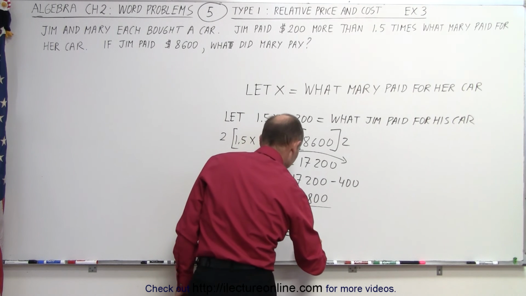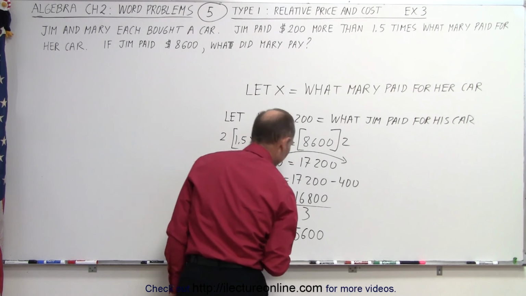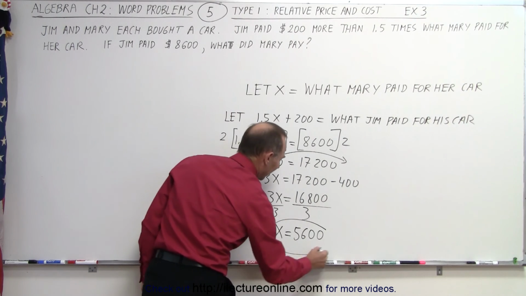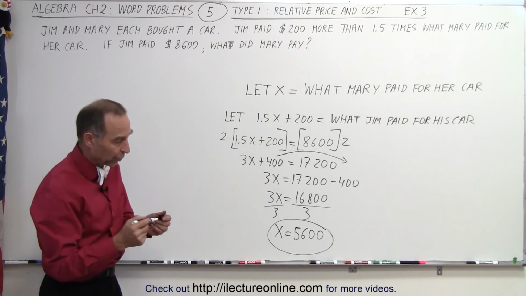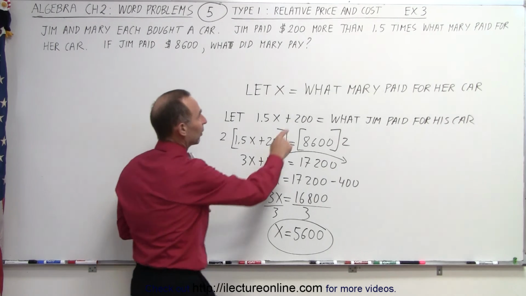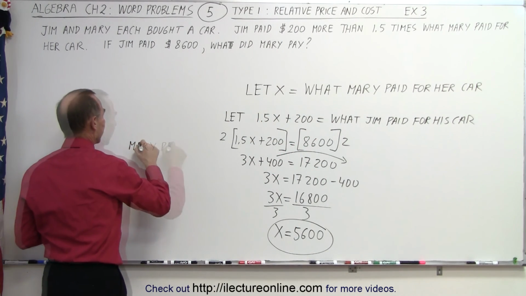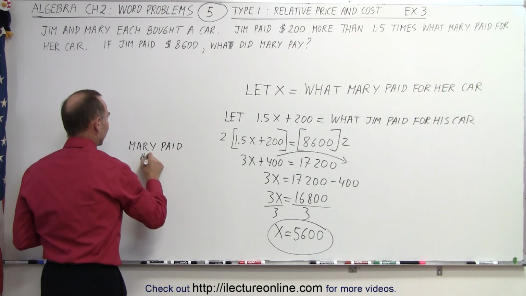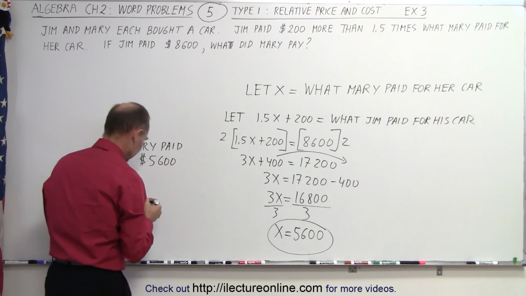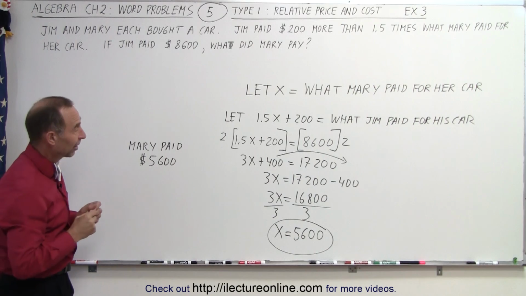So x is equal to 5, that would be 1 left, 6, 0, 0. So x equals 5,600. Now we go back to how we define x. x is what Mary paid for her car, so therefore Mary paid $5,600. And that's how we solve that.